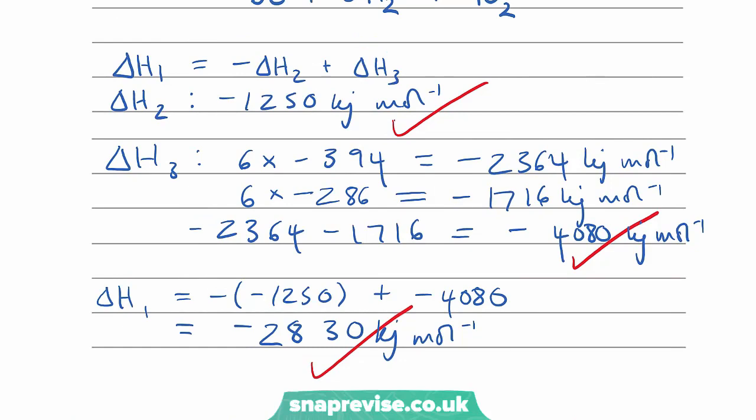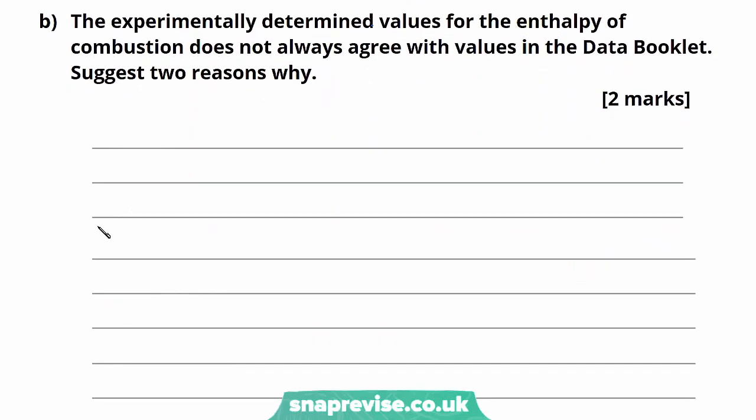So let's go ahead and move on to the final part of our exam style question. The experimentally determined values for the enthalpy of combustion do not always agree with the values in the data booklet. Suggest 2 reasons why. Here we're being asked to suggest 2 reasons. This may require us to think outside the box to give some possible reasons why the experimentally determined values are not always accurate. We know these errors and assumptions can come from things such as incomplete combustion occurring, non-standard conditions being used, or heat being released to the surroundings during the experiment.